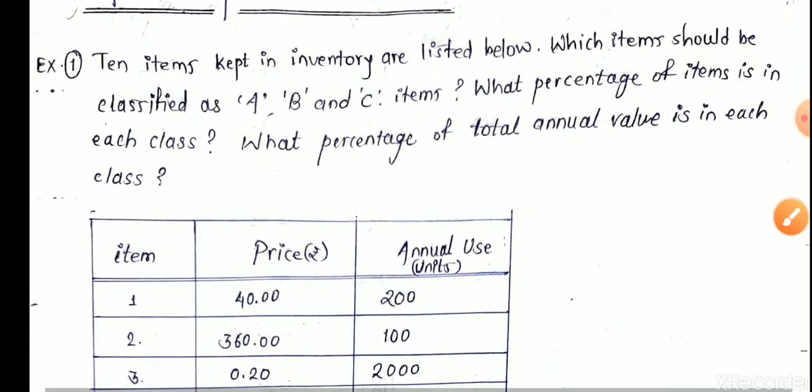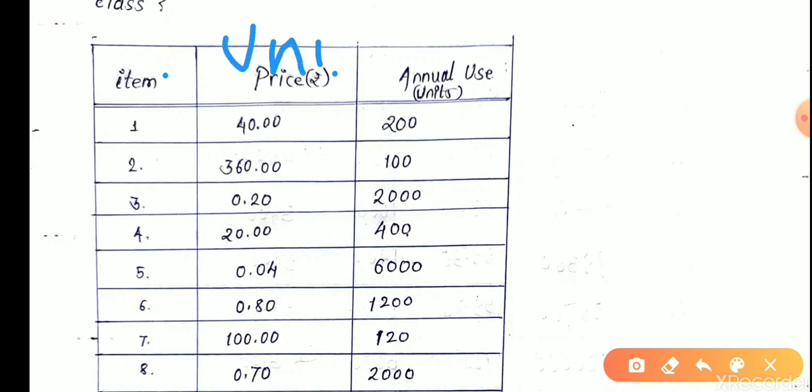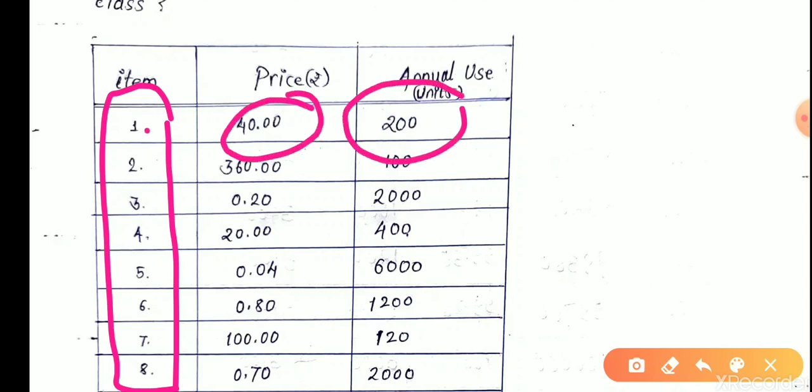The question is given, and in the question there is also a chart containing items, price (that is in rupees, the unit price), and finally annual usage in units. Sometimes it is given as a price and sometimes as a unit price. Item is not a number, it's an ID or name of that item. Item number 1 has a unit price of 40 rupees and 200 units are used in 1 year.